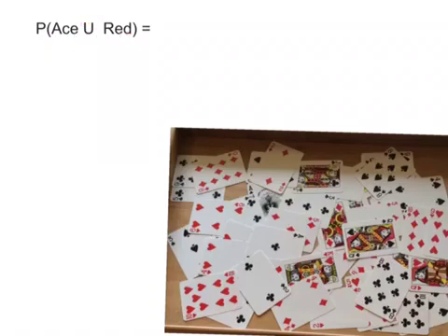So let's do the probability for if it's an ace. Well, there are 4 aces in the deck, 4 out of 52. And then the red cards. Well, half the deck is red, so we just add to that 26 out of 52. So the aces and the red cards.